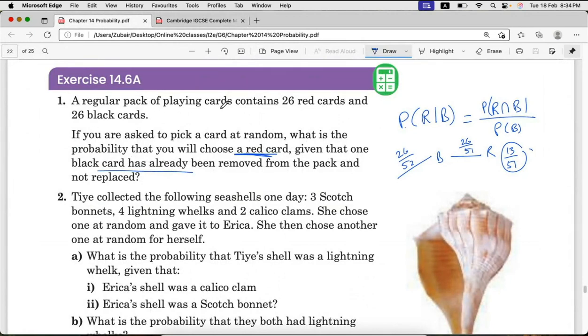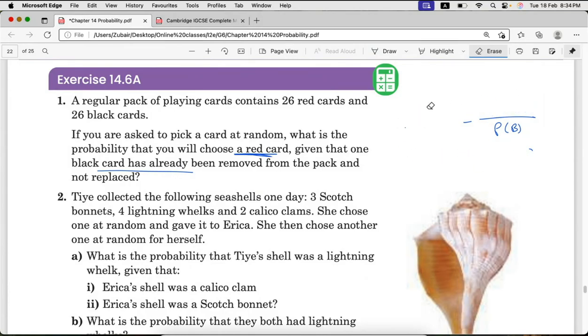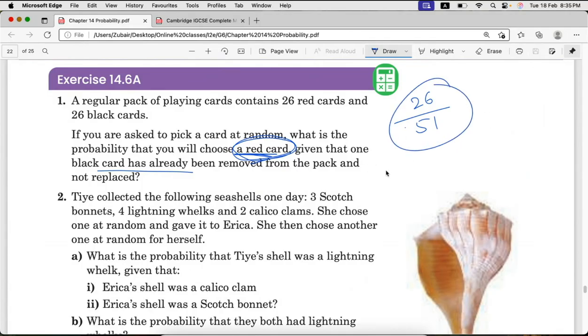A regular pack of playing cards contains 26 red cards and 26 black cards. If you are asked to pick a card at random, what is the probability that you will choose a red card? That is self-explanatory. That makes sense actually. See, I'm picking up a red card. How many red cards are there? 26. Out of how many? Black has already been taken out, so the total remains 51. This is 26 by 51.